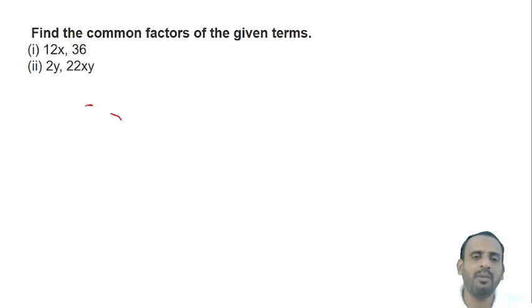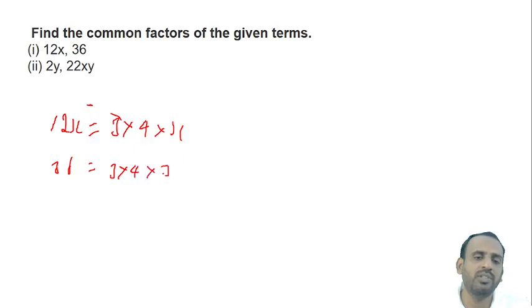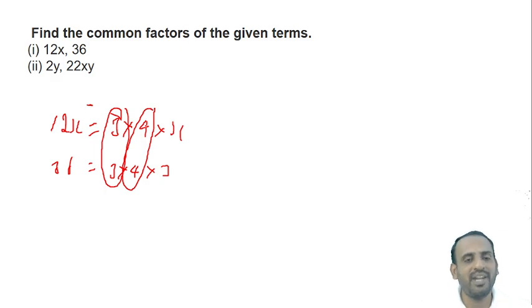Find the common factors of the given terms. So first we have 12x. So we'll take 12x, then we have 36. So 12 and 36, we know 3 is common. So 3 into 4, 12 into x. Here 3 into 4, 12 into 3. So which is the common factor here? If you observe, we have 3 and we have 4 as the common factors.